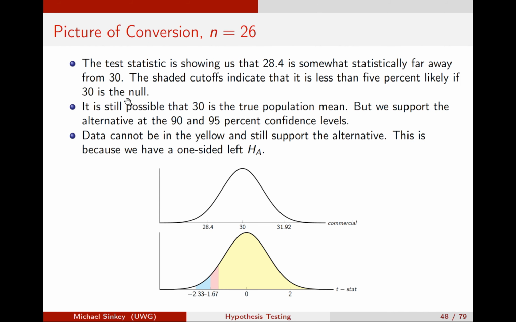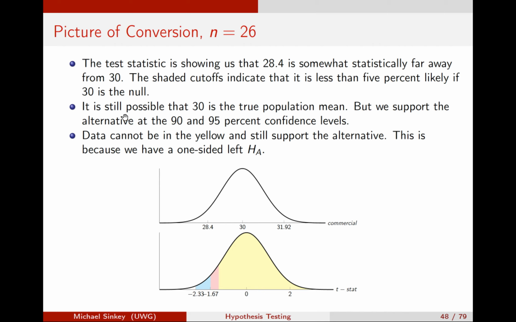And what we did is we converted the 28.4, which was our sample mean, to minus 1.67, which is a test statistic that describes the location of our sample relative to the center if the null hypothesis were true. So our sample, you can loosely interpret it as being 1.67 standard errors smaller than the null hypothesis, which is fairly far away.